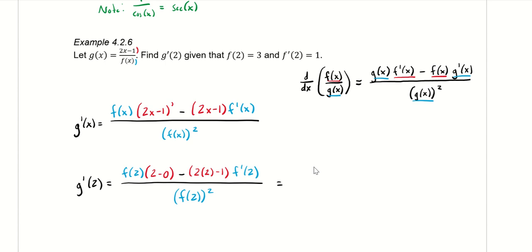Now the reason I'm doing this is because notice what I have up here. I'm told f of 2 is 3. So every place I see f of 2, I'm going to replace it with 3. And f prime of 2 is 1. So every place I see f prime of 2, I'm going to plug in a 1. So f of 2 is 3. 2 minus 0 is 2. Minus 4 minus 1 is 3. F prime of 2 is 1. And I'm dividing all of that by f of 2 squared. F of 2 is 3, so that's going to be 3 squared.